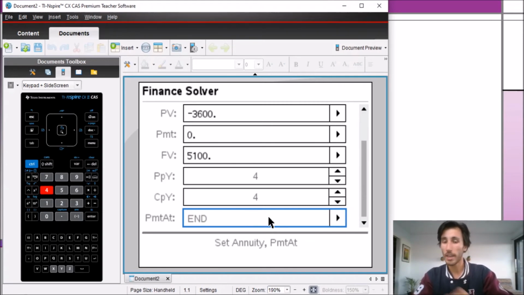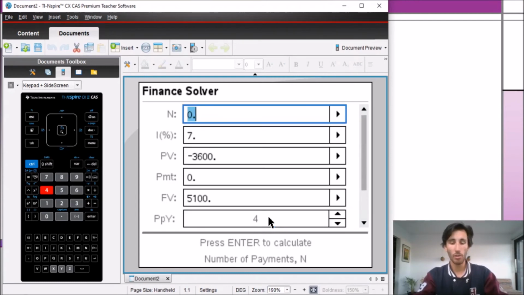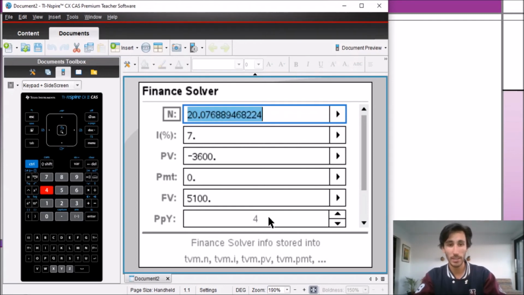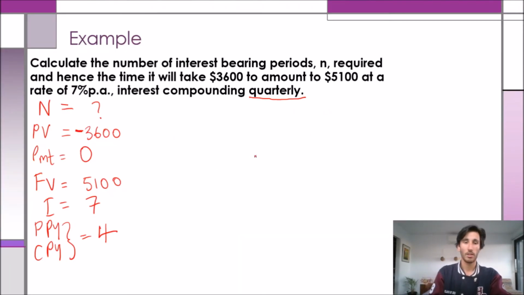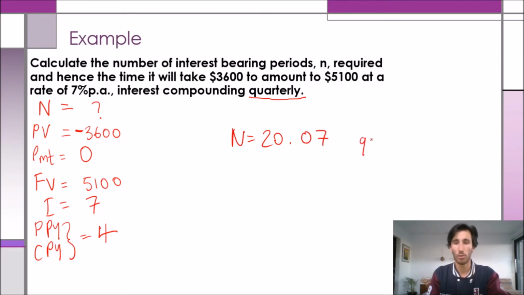It should do that automatically. We want the payment at end. Just leave that. We never change that. And we're trying to find N. So when we're in this box, we press enter and it calculates it's 20.07. So that means our N equals 20.07 quarters.